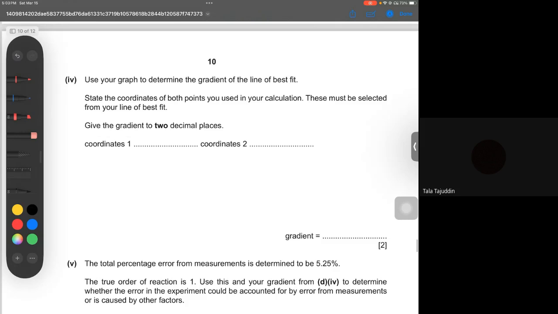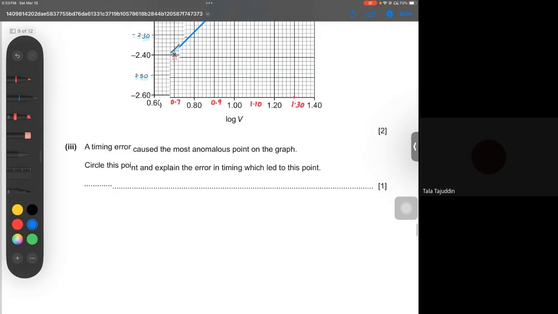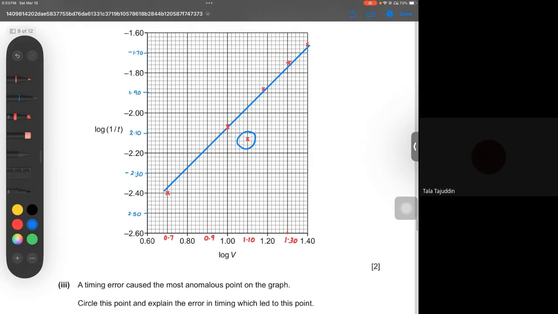Now they are saying, give the gradient to two decimal places. To calculate the gradient, I'm taking the points and drawing the triangle, just like that. This is the point that is y1, y2. This is my x1 and this is my x2. X2 is this, x1 is this, y1 is this, and y2 is just over there.